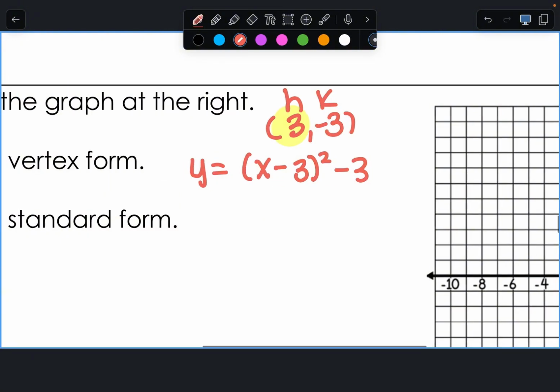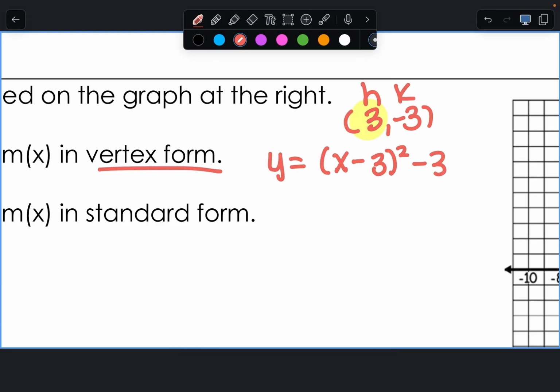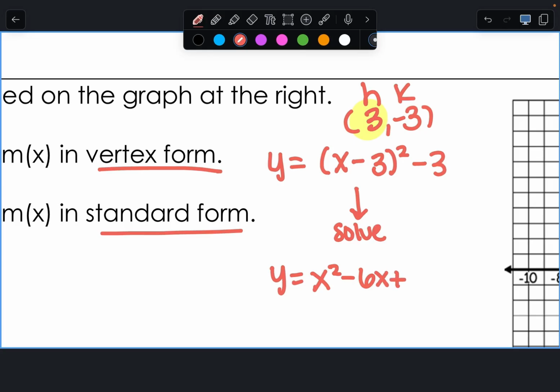Now, it's asking us to go from vertex form to standard form. To do that, you solve it, but we've already solved a bunch of them. So, you get x squared minus 6x plus 6. Questions on this one? Number 7.